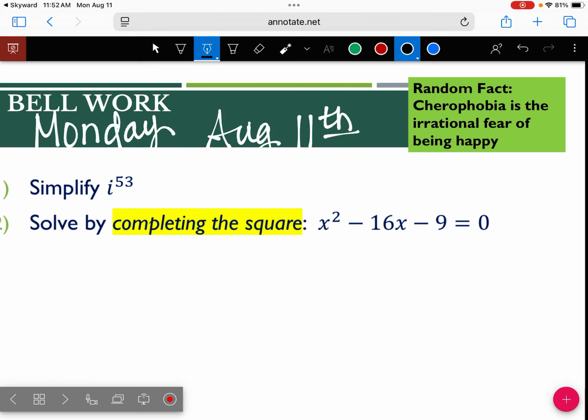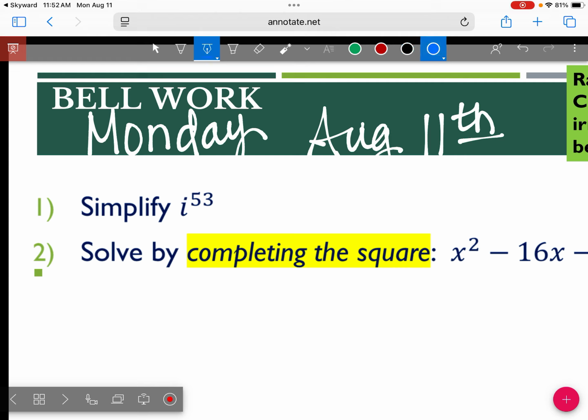So how high can we go counting by 4 before we get larger than 53? What'd you say? 52? Who says 52? So that means that i to the power of 53 is really i to the power of 52 times i. i to the power of 52 is 1. So all I have left is i, and i equals i. So i to the power of 1 is equal to i, so that would be your answer.